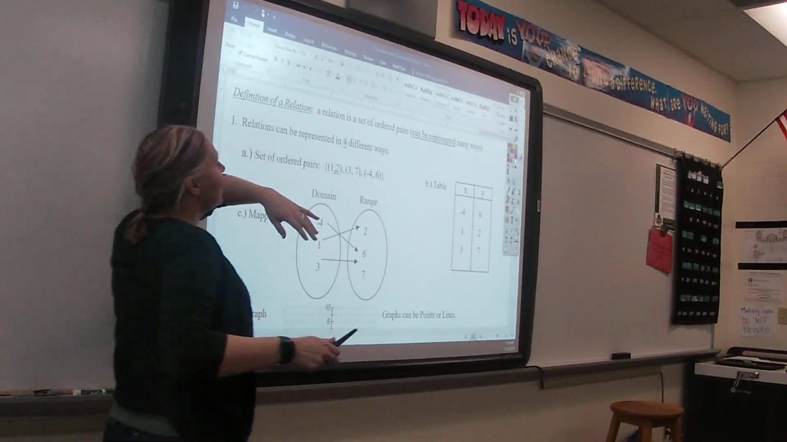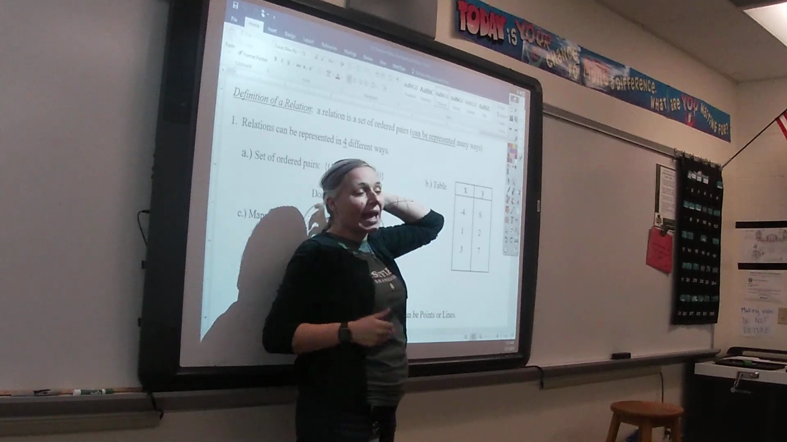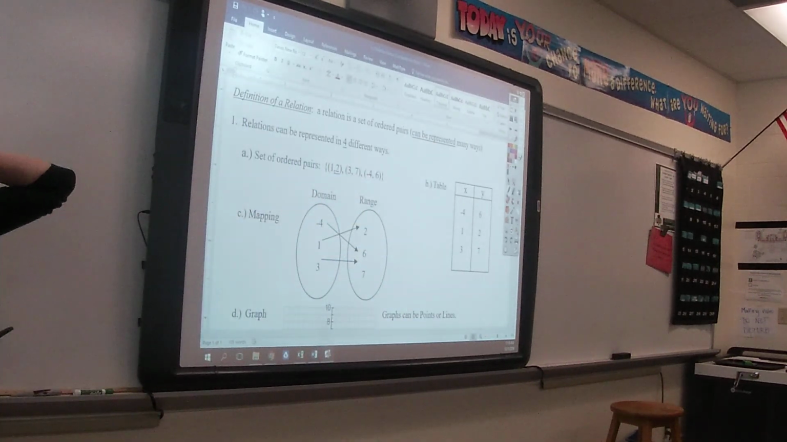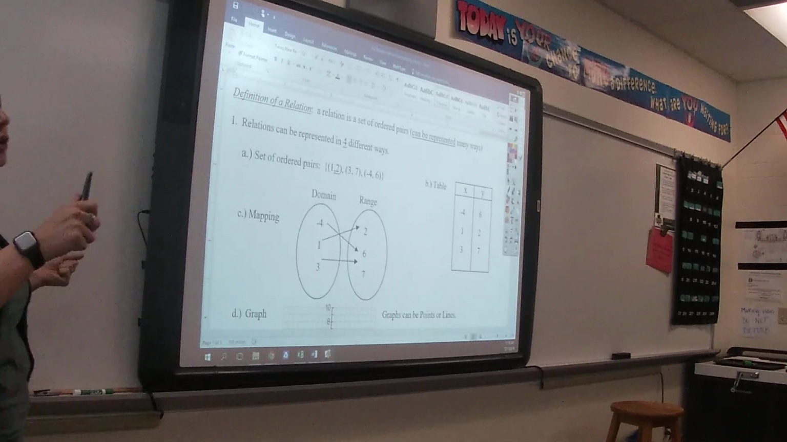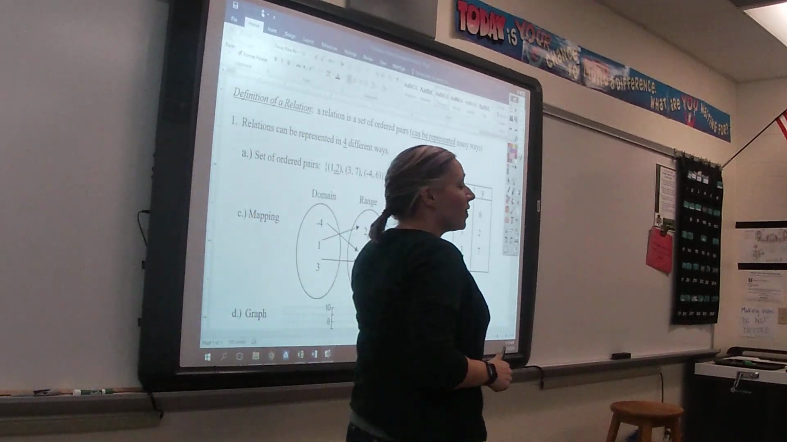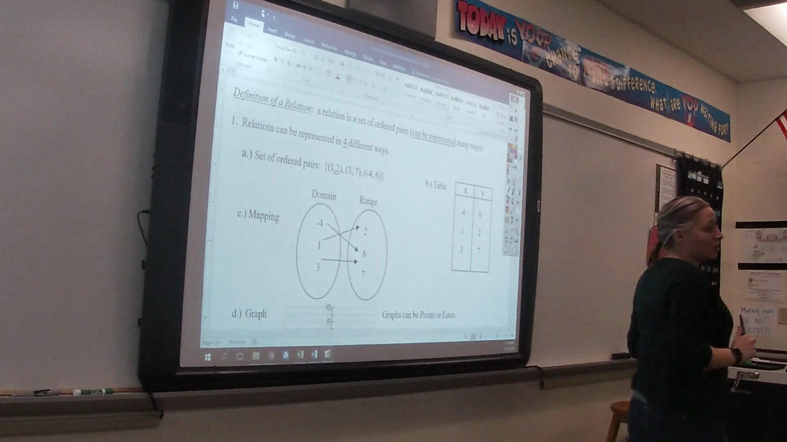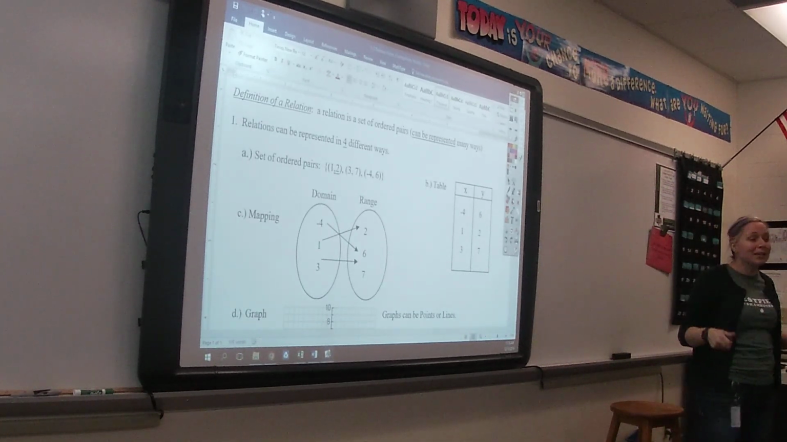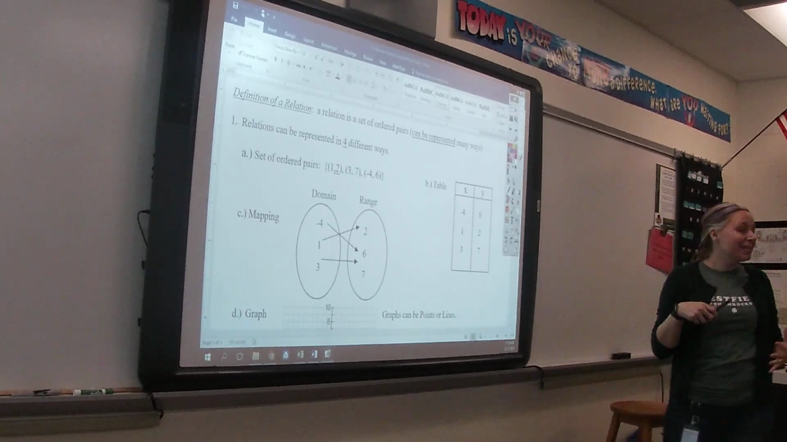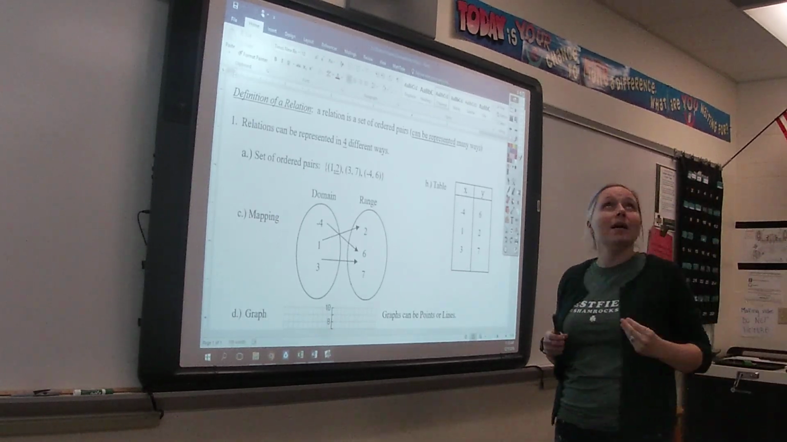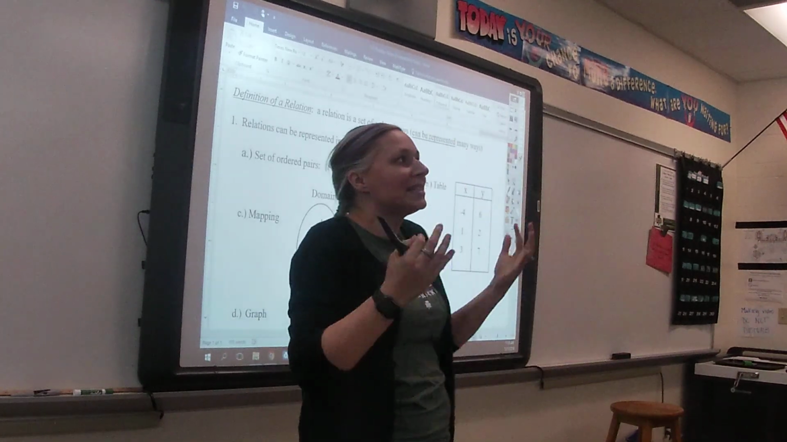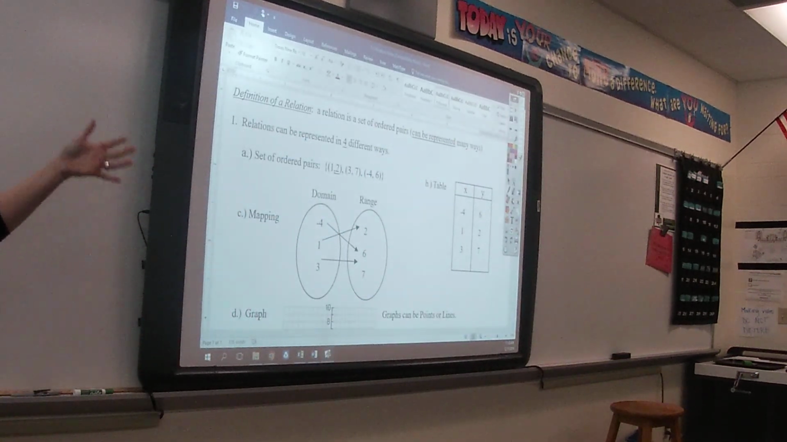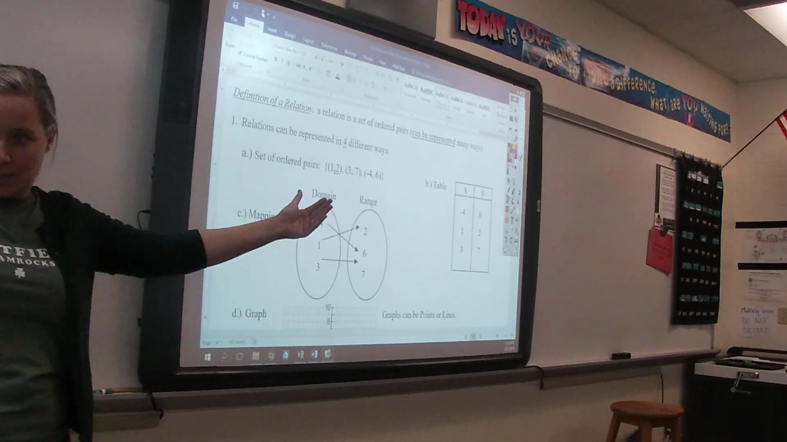A relation is any set of ordered pairs, any type of comparison of two things. It could be your height to your weight, or it could be the number of cookies you ate yesterday to your favorite color. It doesn't have to be numerical values. It doesn't have to necessarily be something that makes sense to go together. They are the large bucket.